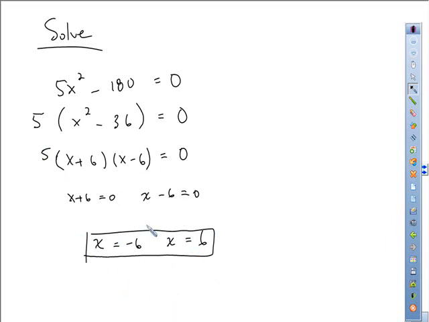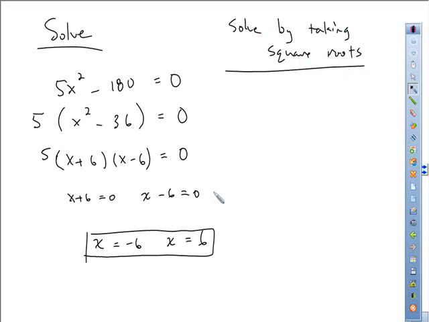Another way to solve this is a method called solving by taking square roots. Sometimes you will have to use this method, sometimes you won't. For this problem, we could solve it the other way because we were able to factor it. But sometimes when this is not factorable, you will have to solve by taking square roots.